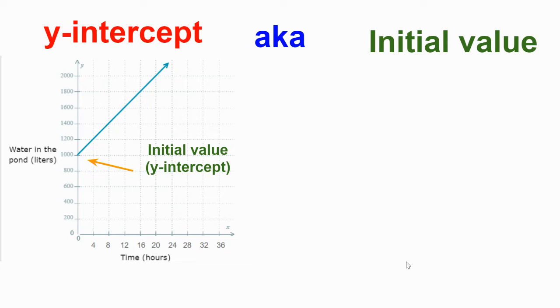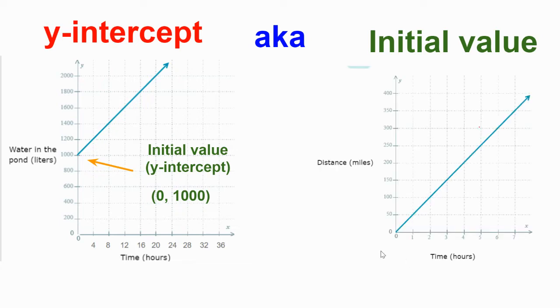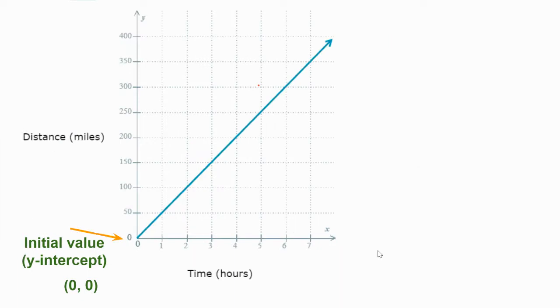Initial, like your initials. That's where your name starts, right? What is it? At (0, 1000). Nothing new there. You guys have been finding the y-intercept for a while. In this one right here, same idea. Now this one, the y-intercept is right down there at the origin, so the initial value there is (0, 0). Let's talk about what this initial value means in terms of a couple of problems.